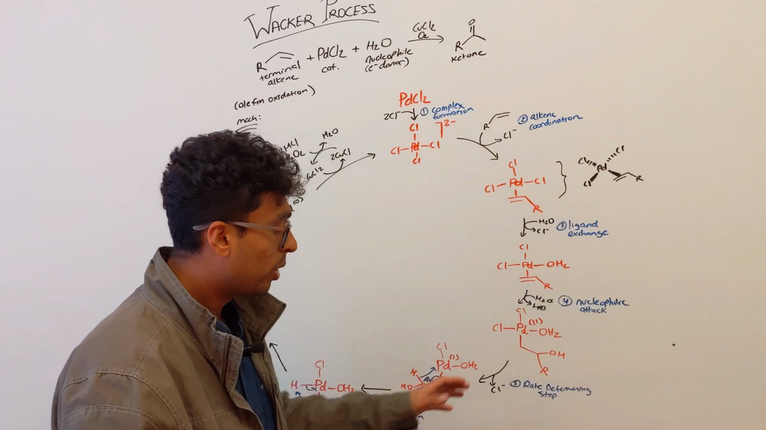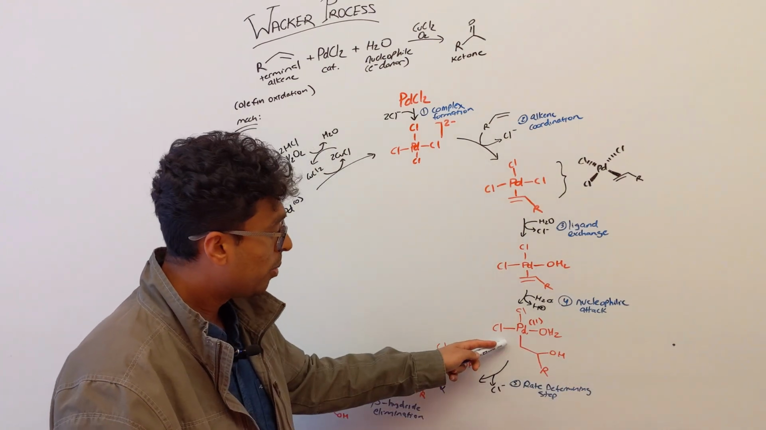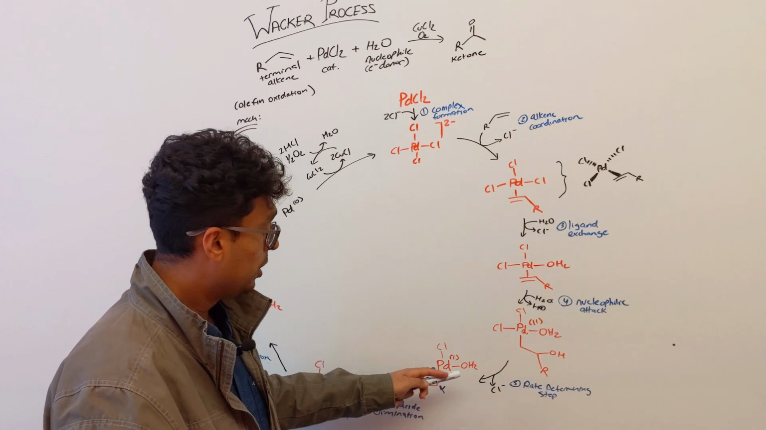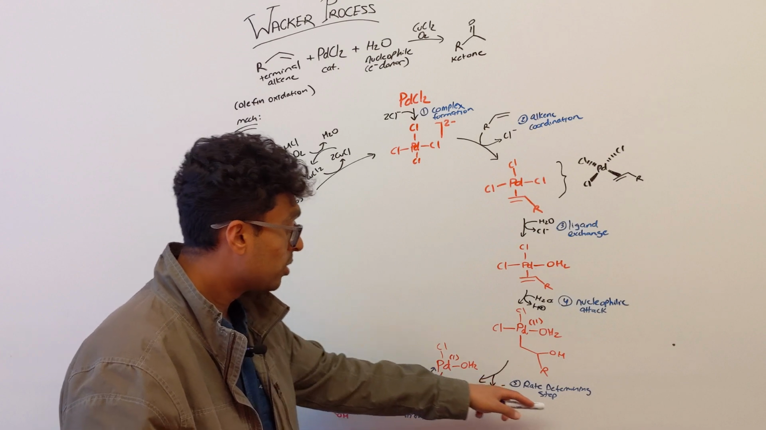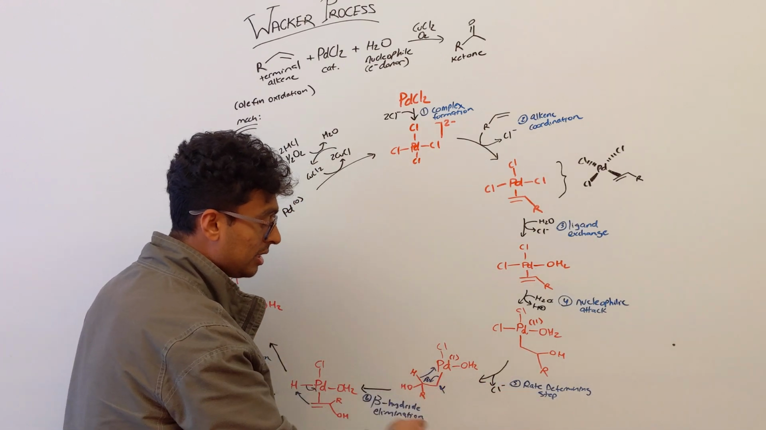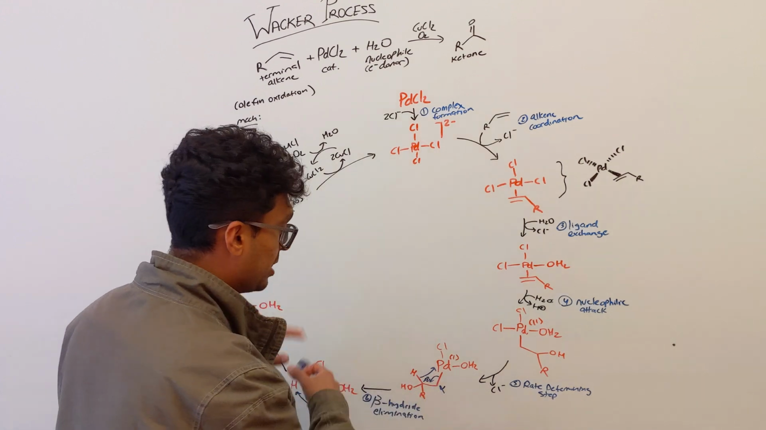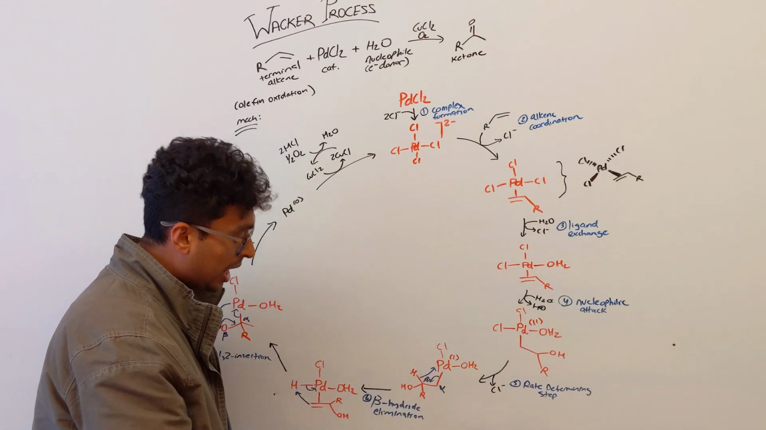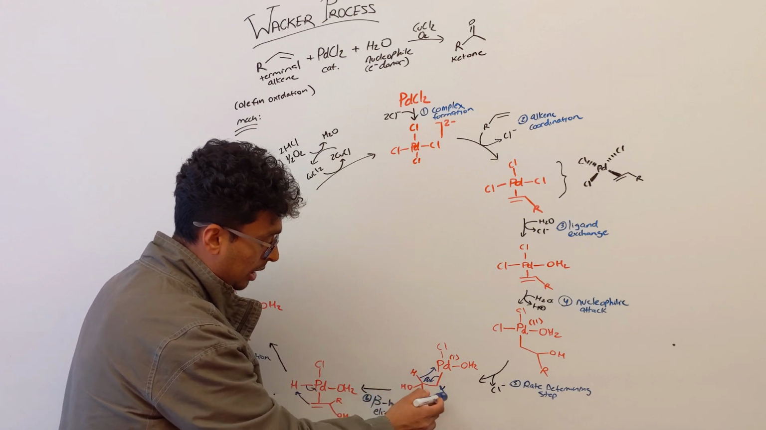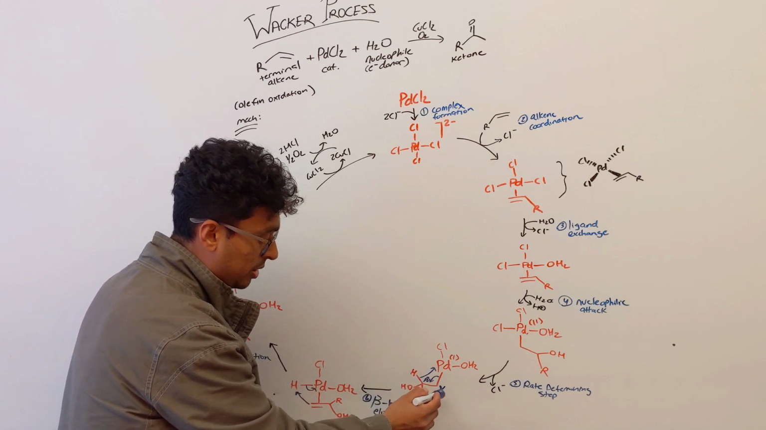Step 5 is the rate determining step. So here we have palladium 2 and it turns into palladium 1. And this is the rate determining step where a chlorine is expelled out. Without this, the cycle won't proceed. So now you have this hydrogen and you have 2 carbons.